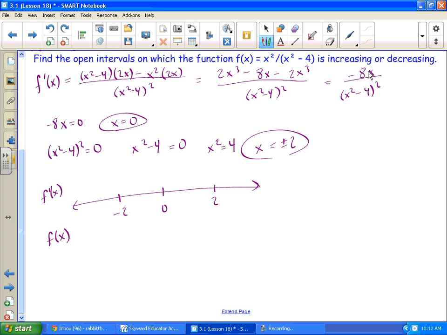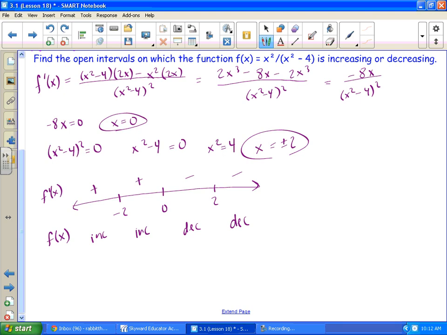So really what determines whether it's positive or negative is the numerator. So if I plug in something to the left of negative 2, is it going to be positive or negative? Positive, because it's a negative times a negative. How about like negative 1? Positive. How about 1? Negative and negative. So that means it's increasing here, it's increasing here, it's decreasing here, and it's decreasing here.